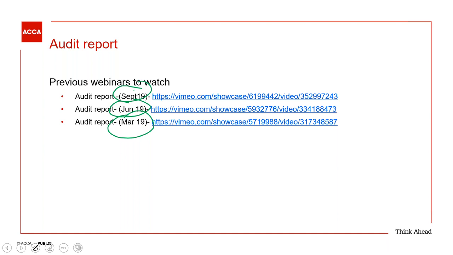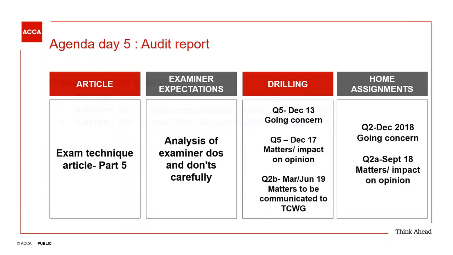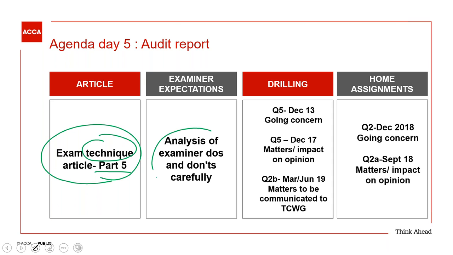Now, what's the agenda today? The agenda today is the exam technique article, part 5, and many hidden agenda items, which will come during the course of the next 3 hours. So there is one recommended article, an exam technique article, part 5, which is about audit report. Then obviously during the session today, we will be doing an analysis of the examiner's do's and don'ts.